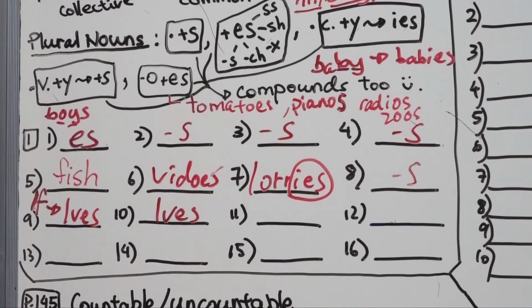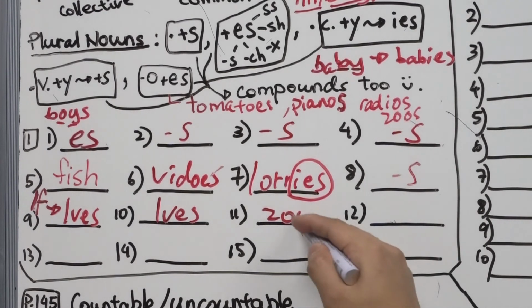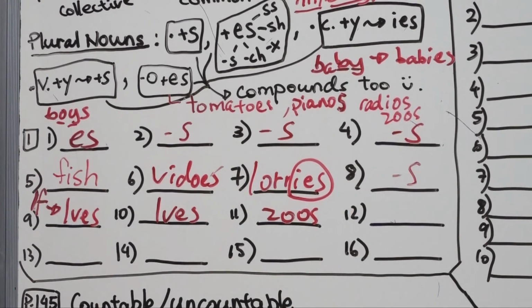Alright? Next one, the word zoo. Zoo, okay? I gave you an example already here, right? Zoo is ending just in S, okay? Zoos. Alright, next one.